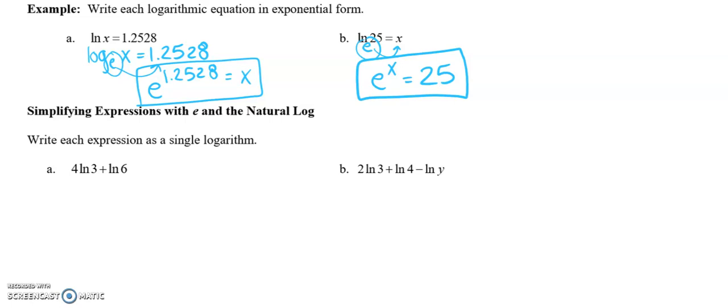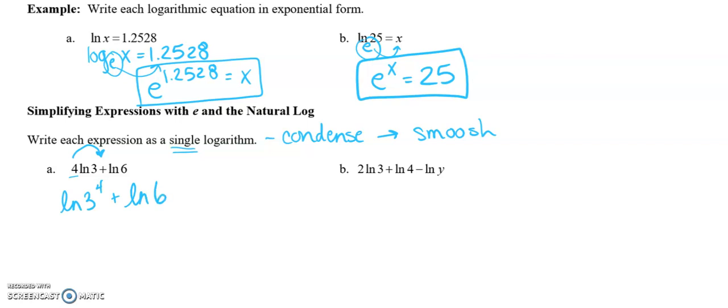So what do we do? We've got this 4 out front. We want to condense this into a single log. Condense, or the more technical term, smush it back together. So we've got that coefficient of a 4. Where does it really belong? It came from the exponent, so we're going to push it back up top. So now we have the natural log of 3 to the 4th plus the natural log of 6. Then what? I still have 2 logs. My goal is to get a single log. So what do we do? We've got addition. How do we put addition back together?